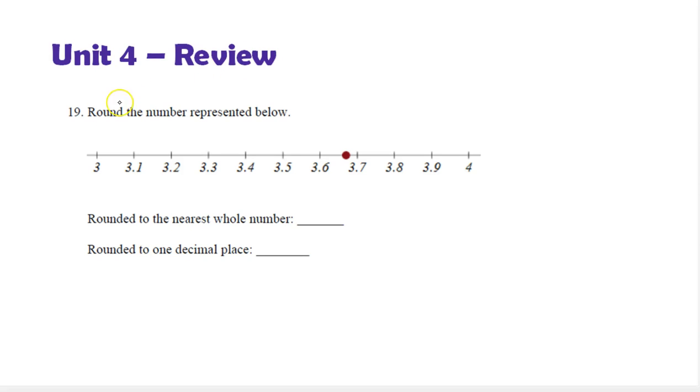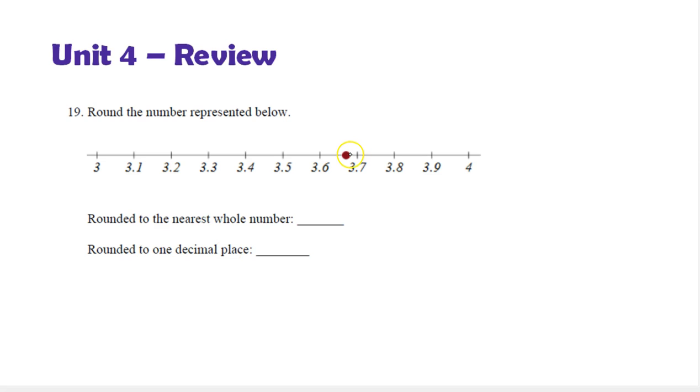Unit 4 Review, Question 19. Round the number represented below. So we're given a number line, and there's a number plotted here. We don't know exactly what it is, but we're going to use the idea of rounding an approximation to round it to the nearest whole number and to one decimal place.